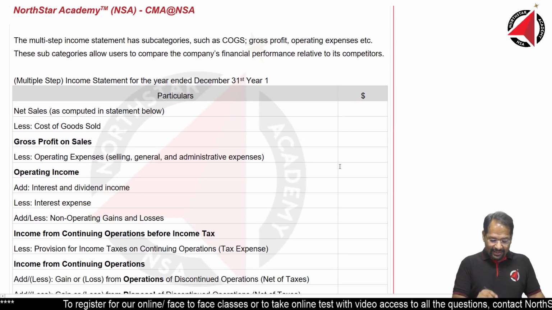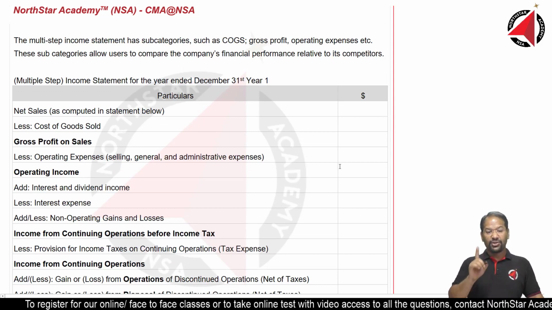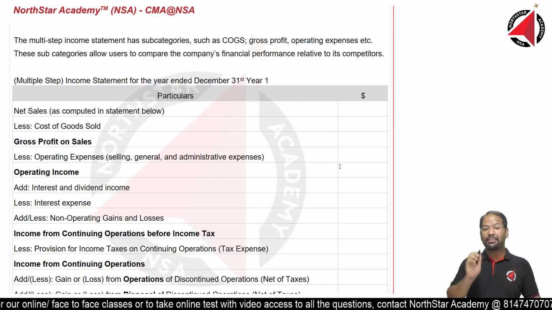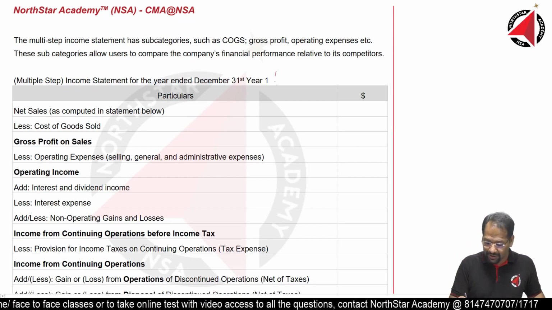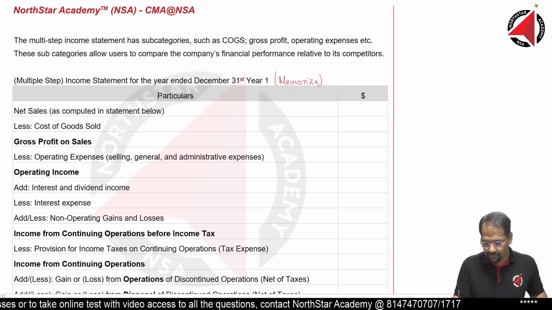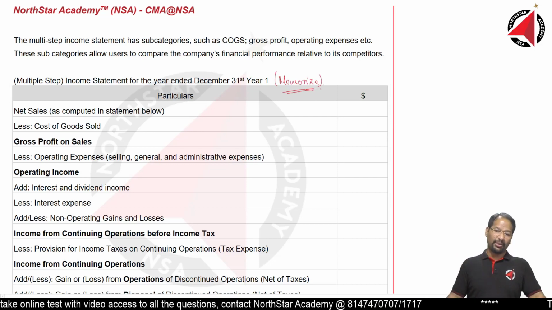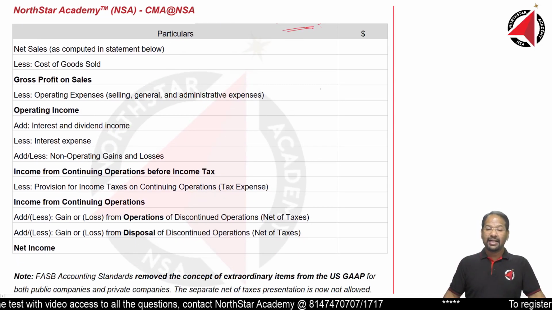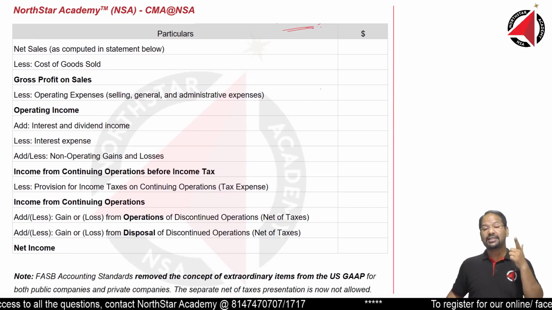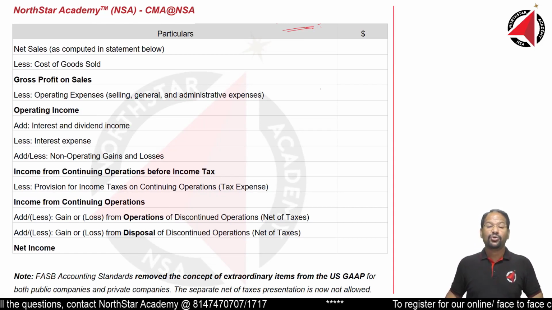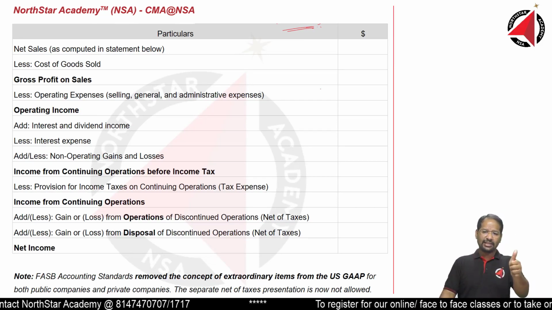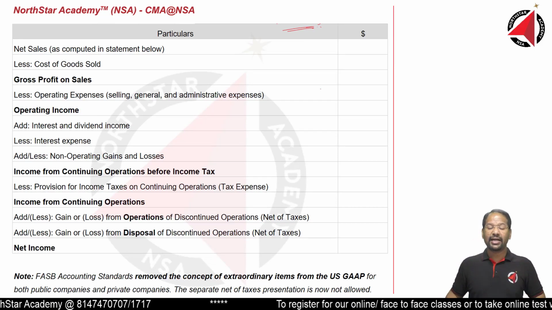Net sales less the cost of goods sold, we get gross profit. You need to know this income statement quite clearly. You need to memorize this income statement. All right, very important format. First, sales less cost of goods sold. Keep telling with me so that you remember. First is sales less cost of goods sold. What do you get? You get gross profit. This you are perfectly familiar with. Sales minus cost of goods sold. What do you get? Gross profit.